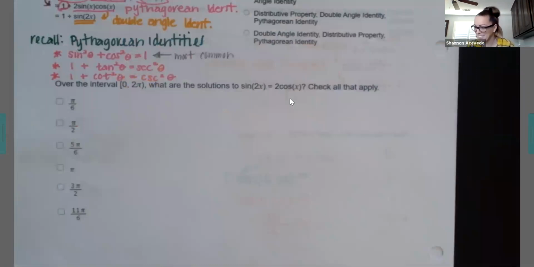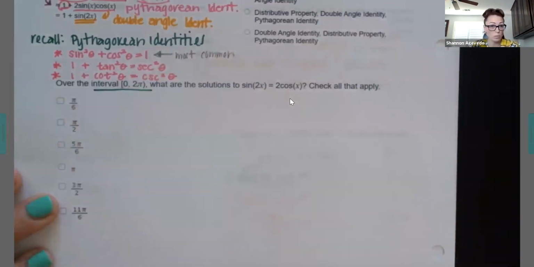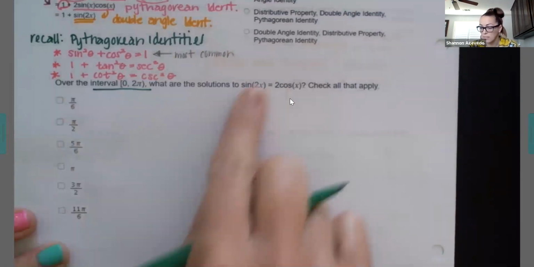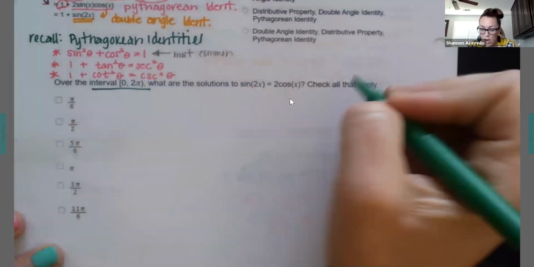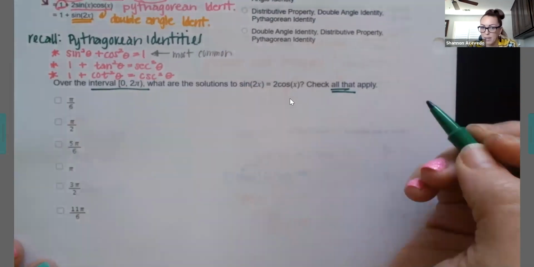Go figure, right? Okay, so my last one, very last one. This is probably the trickiest, and I'll make sure to point out something important. But remember, we're over the interval from 0 to 2 pi, so just values that are going to be on our regular unit circle. And it says to write all the solutions for these. It says to check all that apply. All right, well, where do I begin?